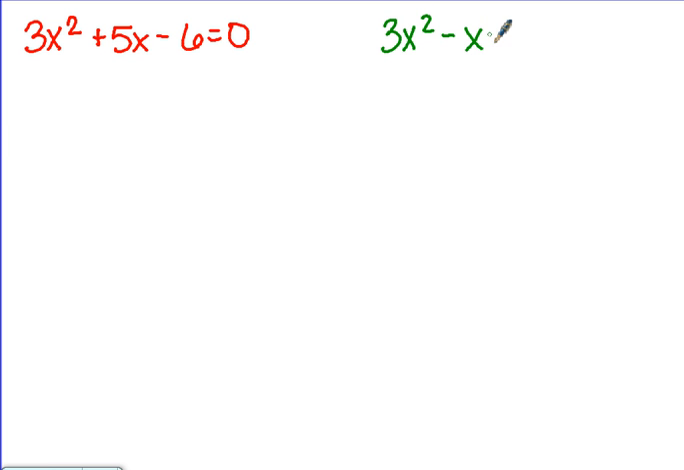What I'd like for you to do is go ahead and solve the next two examples on your own. First one is 3x² + 5x - 6 = 0. And the other is 3x² - x - 1 = 0. Go ahead and solve those two examples on your own. Make sure you take care of that lead coefficient first, and we will check them in class.